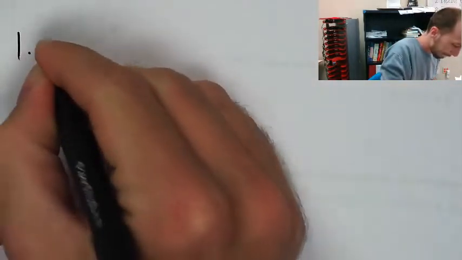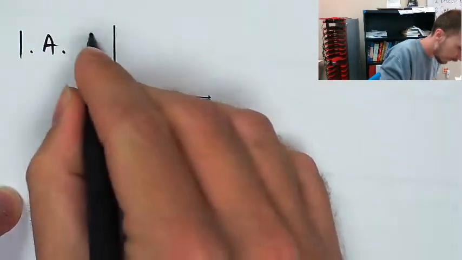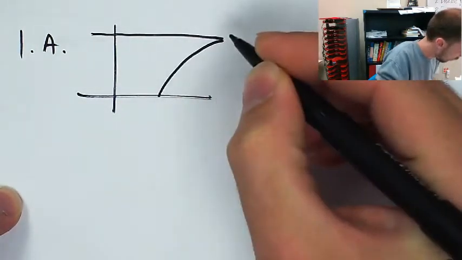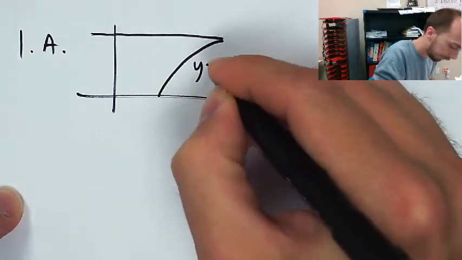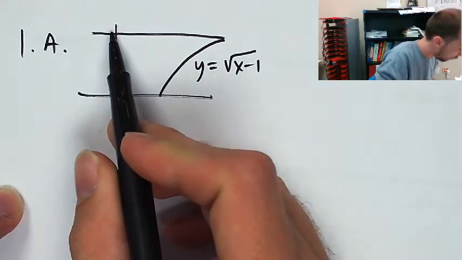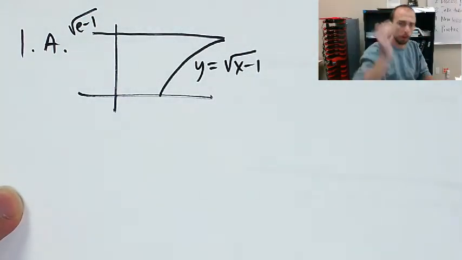So for region A, which I'm just going to resketch over here, this goes from here to there, and that's y equals the square root of x minus 1. Okay, I think the y coordinate up here is the square root of e minus 1, which is kind of a weird number, but we can work with it.